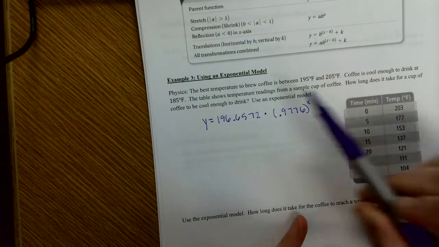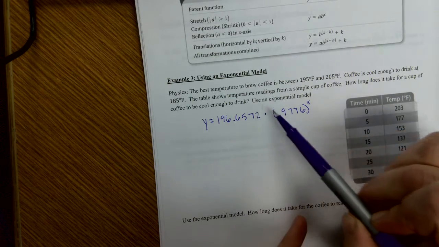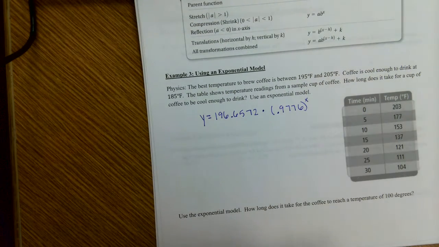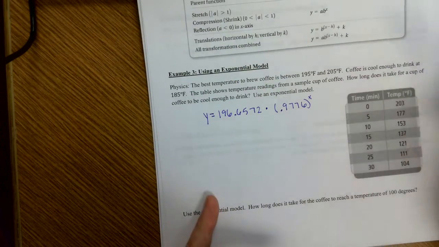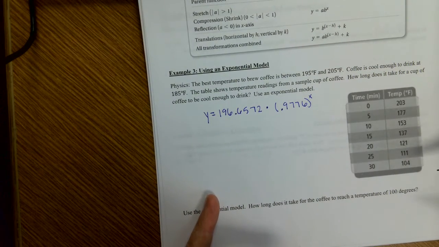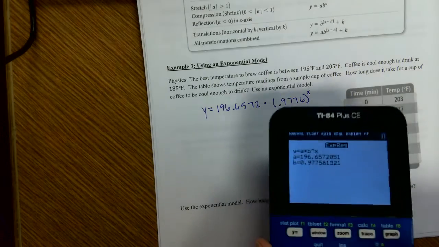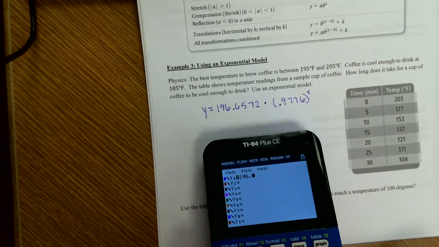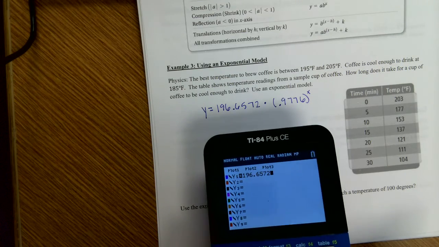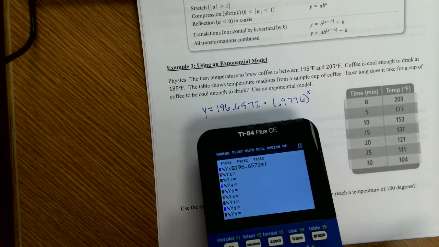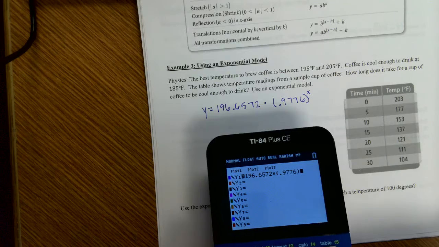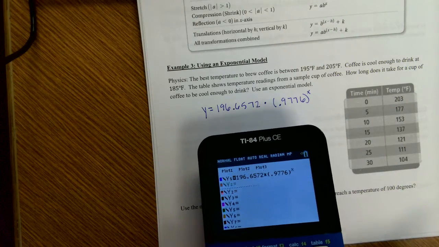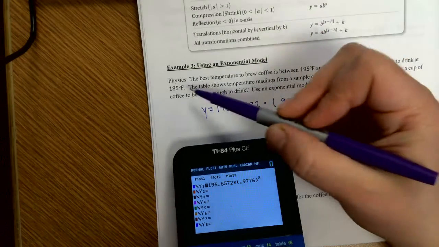The question asks how long it takes for a cup of coffee to be cool enough to drink. Cool enough to drink is 185, so that's my F, that's my temperature. So what I want to do is go into my y equals and type this equation in: 196.6572 times 0.9776 raised to my x value. So my temperature has to be 185.